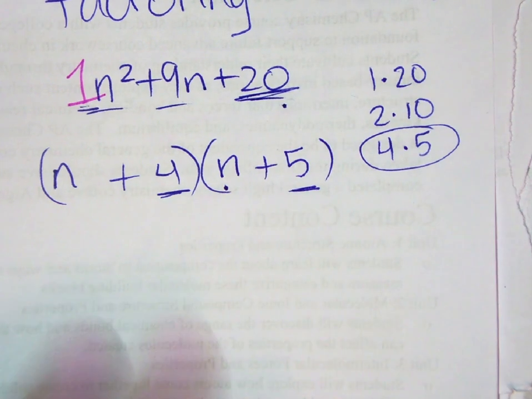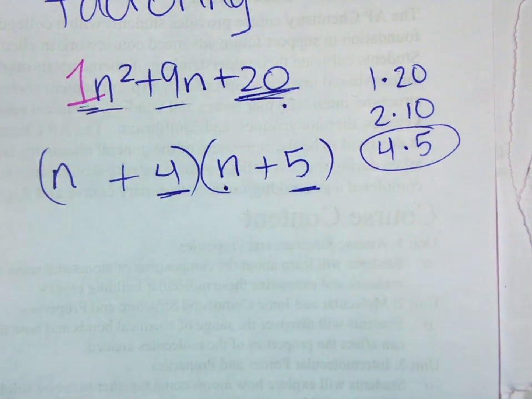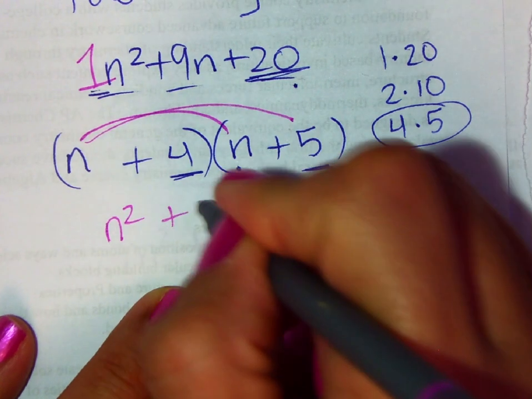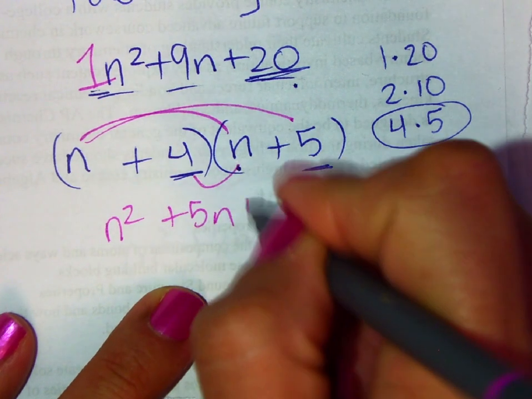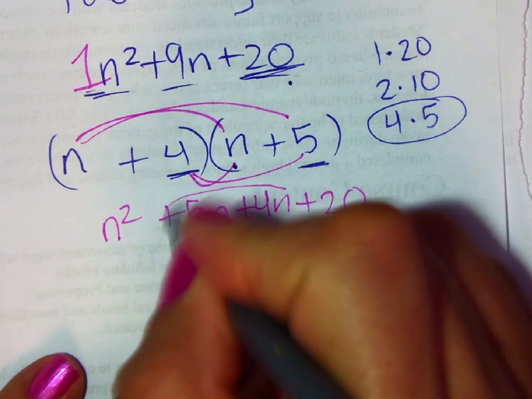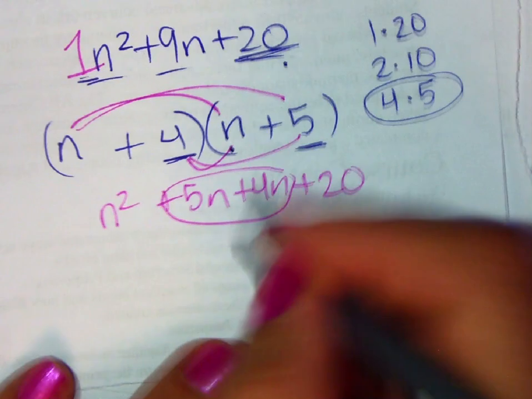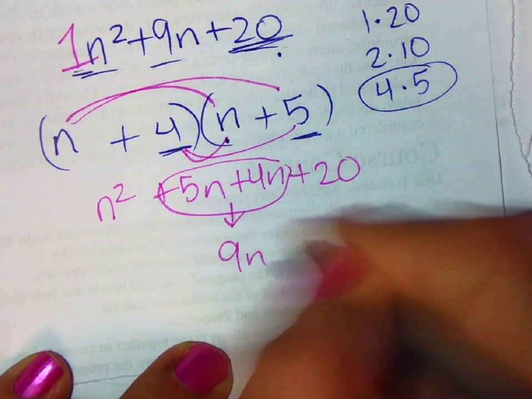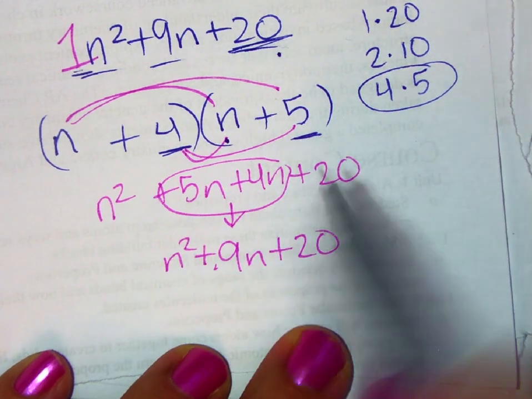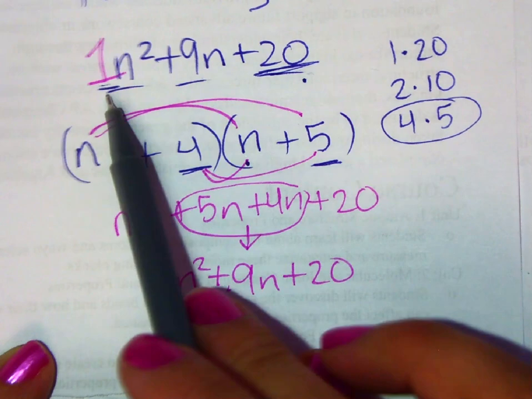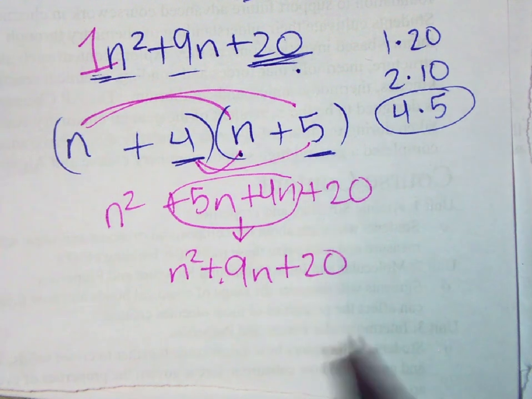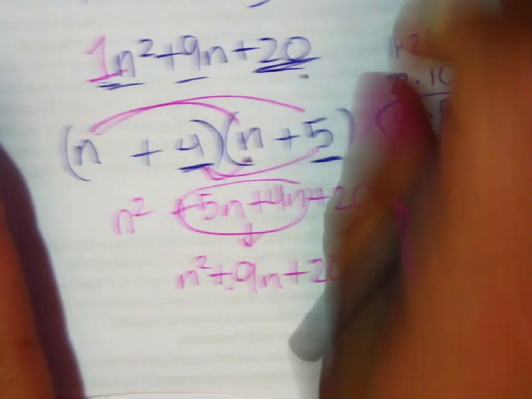Why does this work? Well, let's multiply and you'll see. We will have n times n, which is n squared, n times 5, which is 5n, 4 times n, which is 4n, and 4 times 5, which is 20. These are your like terms, so notice how 5 plus 4 are being combined to get that 9. And that's how we confirm that these are the factors for that polynomial, because that's the answer we get. Now this only works this easily when there's a 1 in the front. So let's practice some more of these.